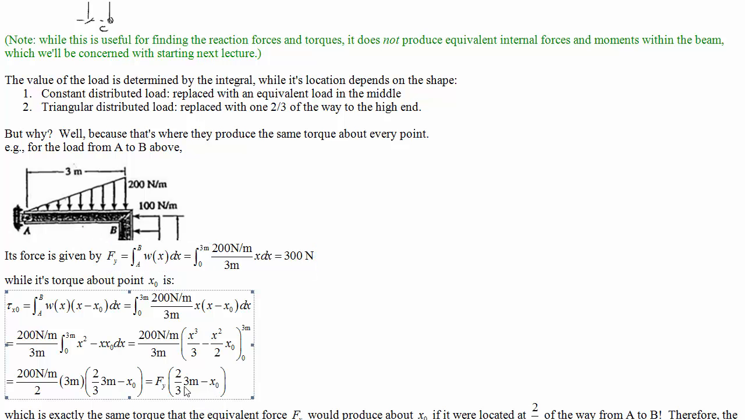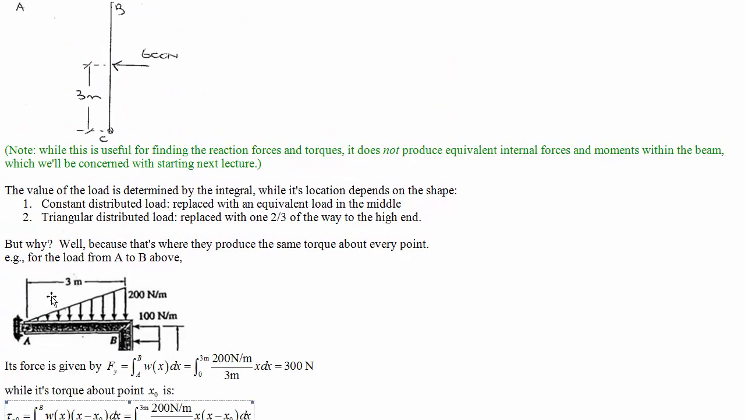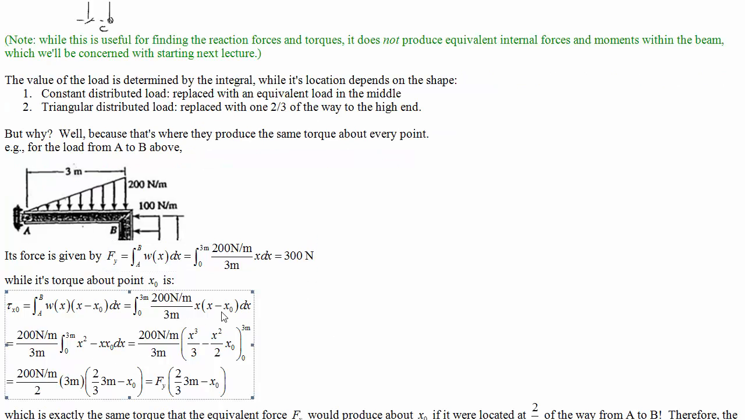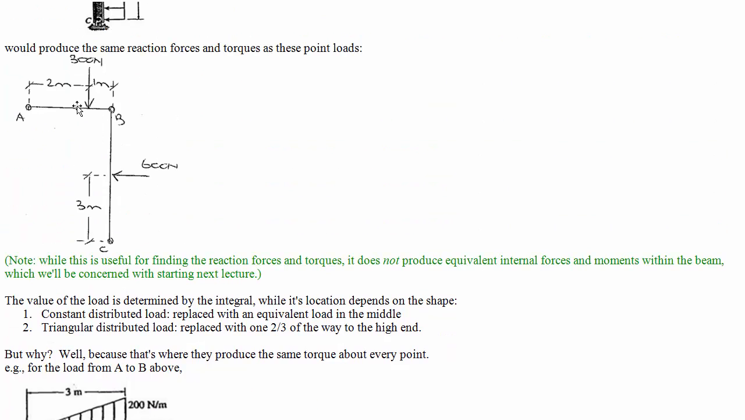Well, wait a minute. That's the exact same torque that the force Fy placed at 2/3 of the way of the 3 meter distance would make about our point x0. Okay, so there it is. This distributed load, in terms of the net force and torque that it creates about any point x0, is the same as a single point load placed 2/3 of the way along this top beam. The 2/3 is because it's a triangle.